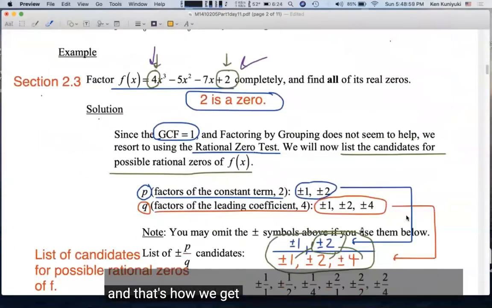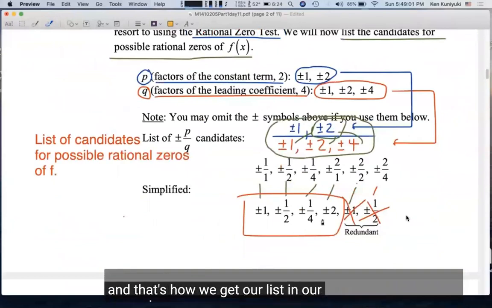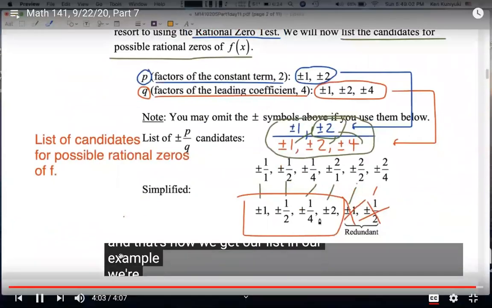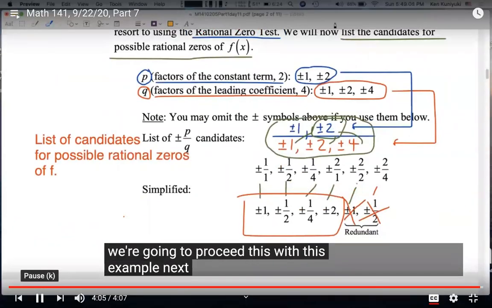And that's how we get our list in our example. We're going to proceed with this example next time. Any questions? And don't worry, when I used to test students, I would never have people state the rational zero test. That would be sadistic. Basically, know how to apply it. Know how to apply it. Any questions before we proceed with this example? It's good to see how theorems look, though. All right.